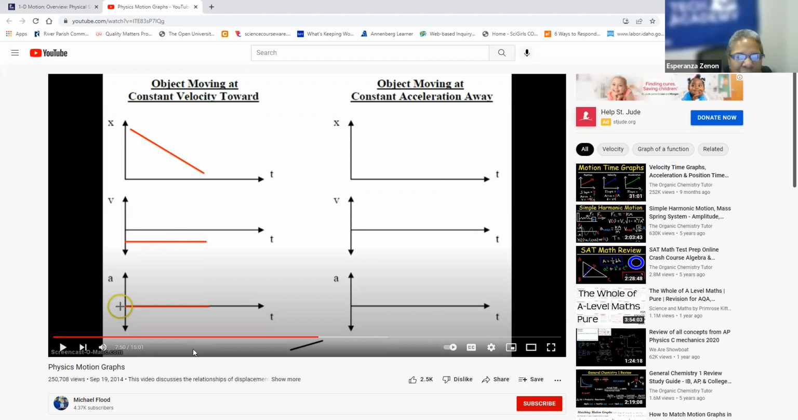Notice for these graphs, there's no numbers involved. You're not having to calculate anything. You're just simply looking at the graph and telling me, what is the object doing?